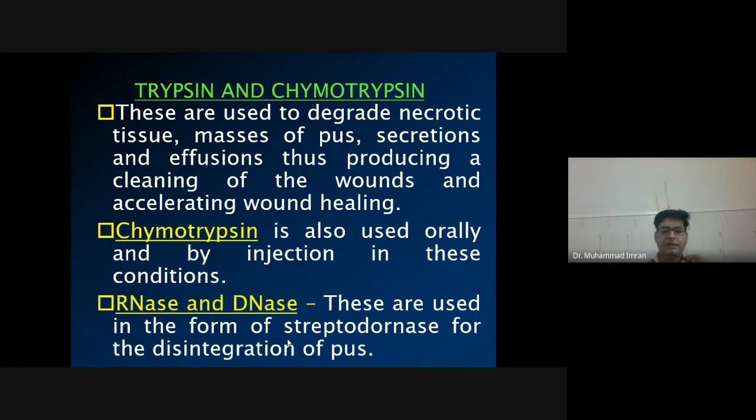Then RNA and DNA, these are also very helpful to disintegrate the pus cells because DNA and RNA are very responsible for pus formation. So they hydrolyze the RNAs and DNAs with the help of streptococcus and other enzymes.